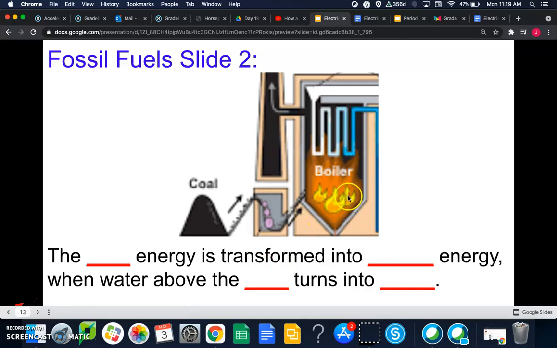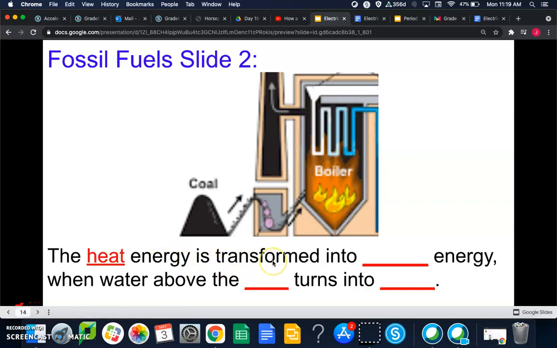Okay, and so now we're going to go back to the diagram of the plant. You can see we've got our boiler here, and what's going to happen is the coal or whatever other fuel source you use is going to be burned, and that's going to produce heat. So the heat energy, and so the fuel is going to get fed in right here, and it's going to be burned, and it's going to produce heat.